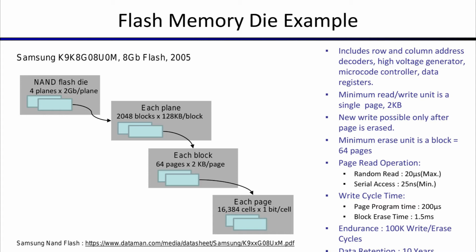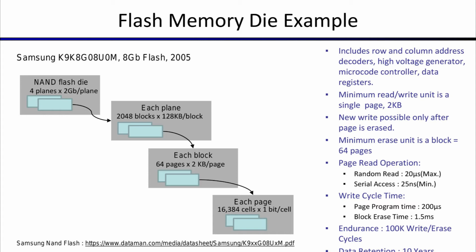Otherwise, the operation at a single plane level is limited. Each plane has, in this case, 2048 blocks. Now we know each block is 128 kilobytes. I just took a specification that this flash had. Each of the 128 kilobyte blocks is again 64 pages, 2 kilobyte per page. Each page then has 16,384 cells, and you store one bit per cell.